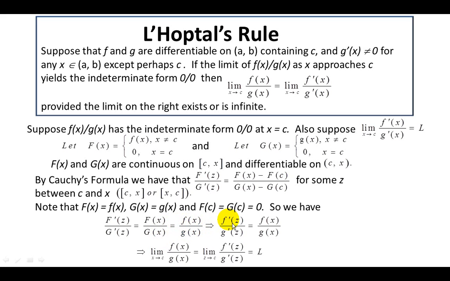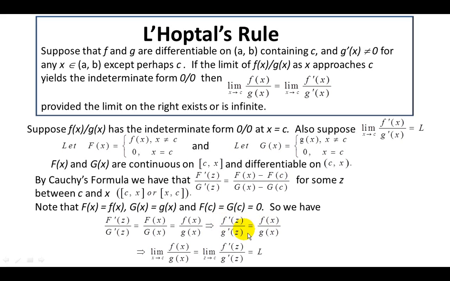So here's what we have. We have f prime of z over g prime of z. All I did was substitute in here. Instead of capital F prime of z, I just put f prime of z, and instead of capital G prime of z, I put g prime of z, because of the way the functions are defined. That just equals f of x over g of x. So we start off using Cauchy's formula, and because of the way we defined capital F and capital G, it simplified down to this.